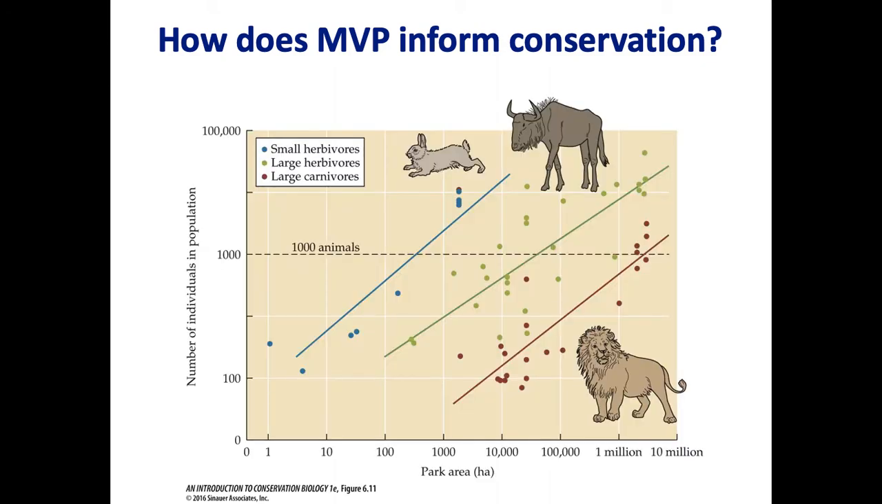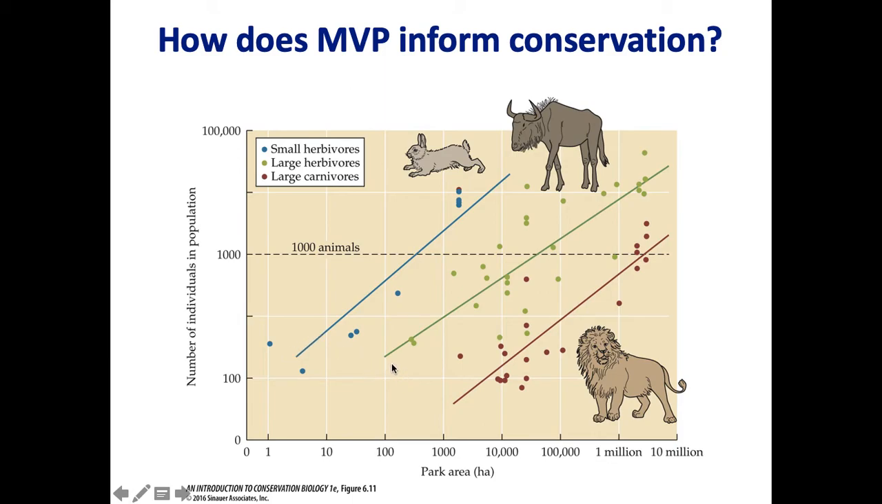So how does this inform conservation? Well, usually it depends on what type of species, how big of a population they need. So some species have more individuals anyway, so you can imagine if you went out and surveyed, there's going to be a lot more blades of grass than there are going to be wolves, right? And so we see small herbivores can live in parks that are smallish, and you can see the numbers of individuals in the population increase with the size of the park.